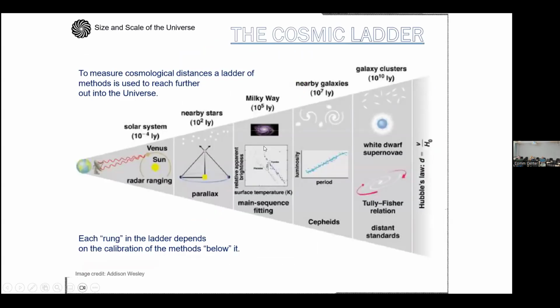So this is the cosmic ladder. It doesn't look like a ladder, but this is really it. There's a couple of points where it's bracketed by two methods that we really haven't talked about, and that's radar ranging and Hubble's law at both ends.